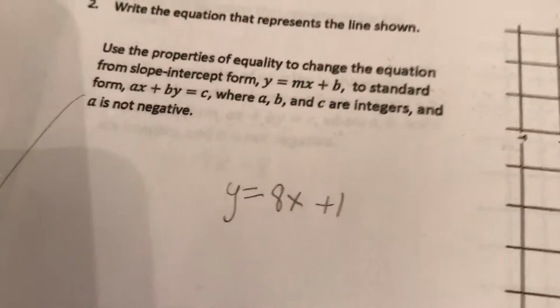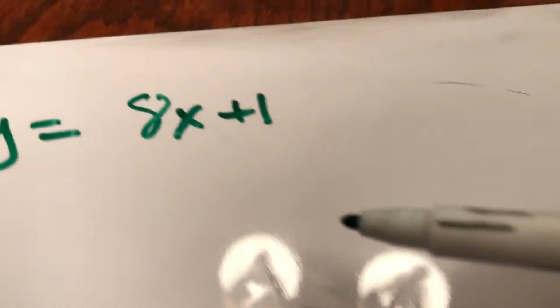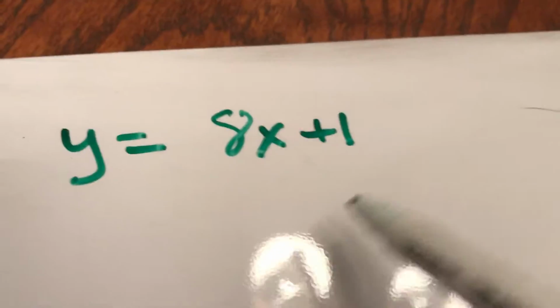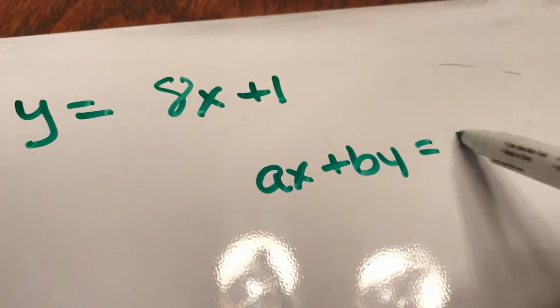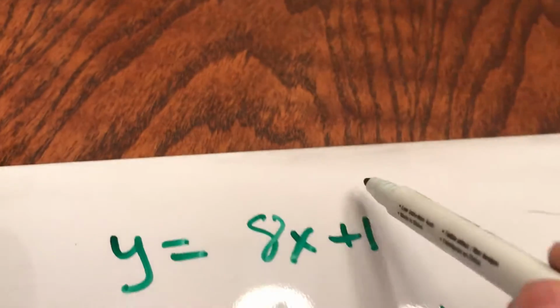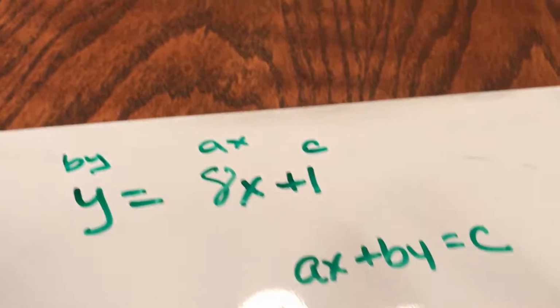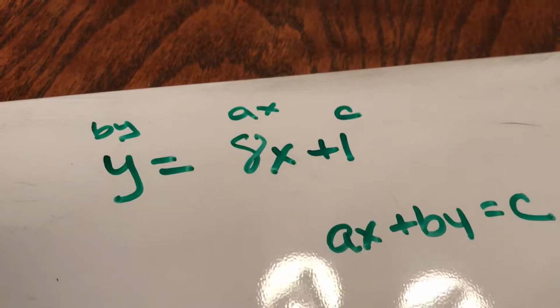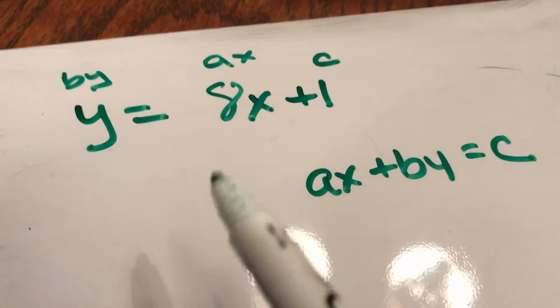All right, so the next part of this problem. Use the properties of equality to change it. And it's the same thing as last time. So take a look at this. Remember that she wants it in ax plus by equals c, where currently this is c, this is ax, and this is by. In this last case, b was 1. I mean, you already know that. So this is easy. You just change it around. You just put everything on one side.